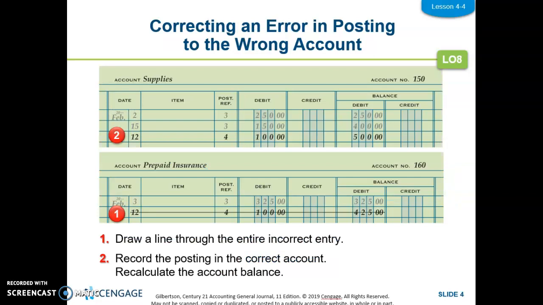Sometimes an error in posting is made but not discovered until additional postings have been made to the account. For example, assume that a debit to supplies was incorrectly posted as a debit to prepaid insurance. A line should be drawn through the incorrect posting in the prepaid insurance account. The correct posting should be made on the next available line in the correct account for supplies. So the directions for this: we would draw a line through the entire incorrect entry, such as I did here for prepaid insurance, and then record the posting in the correct account and recalculate the account balance.